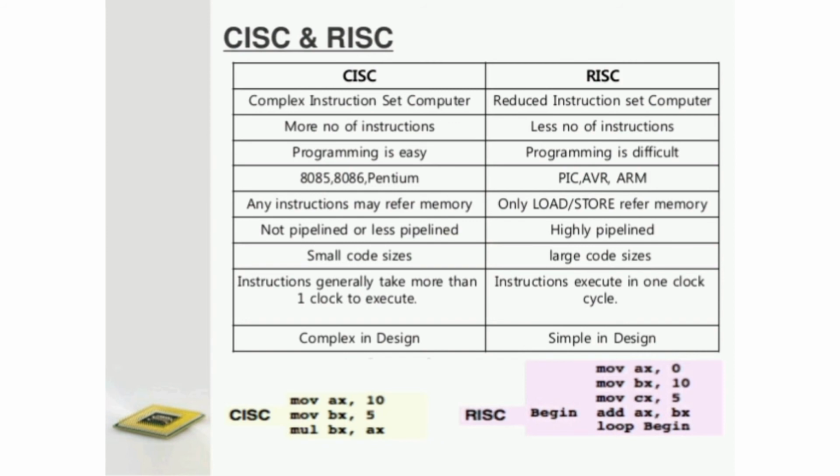Now we'll see the difference between CISC and RISC architecture. CISC is complex instruction set computer and RISC is reduced instruction set computer. In CISC, a larger number of instructions is used and in RISC, fewer instructions are used. In CISC, programming is easy and in RISC, programming is difficult. In CISC, no pipeline or less pipeline is used and RISC is highly pipelined. CISC is complex in design and in RISC, the design is very simple. In CISC, small code sizes are used, and in RISC, large code sizes are used.